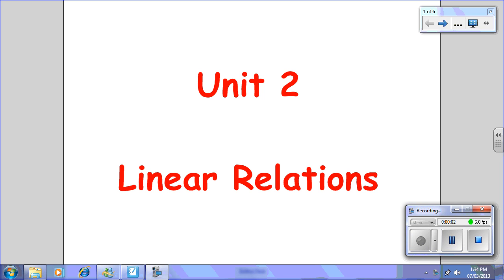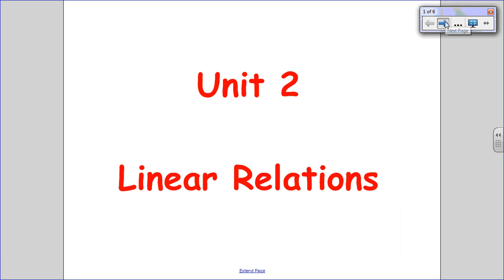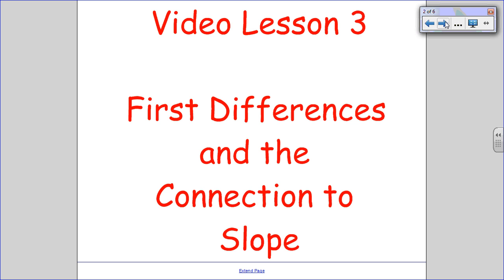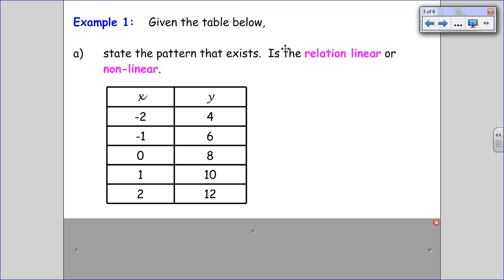Linear relations and first differences, and how first differences connect to slope, is what we're going to be looking for over the next couple days. So if we look at the table below, we need to look for the pattern that exists, and is the relation linear or nonlinear that you see there.